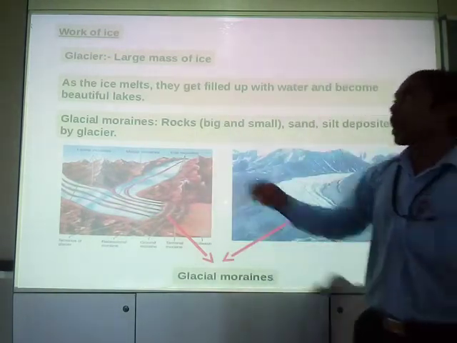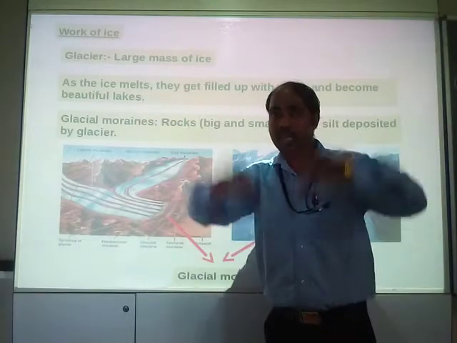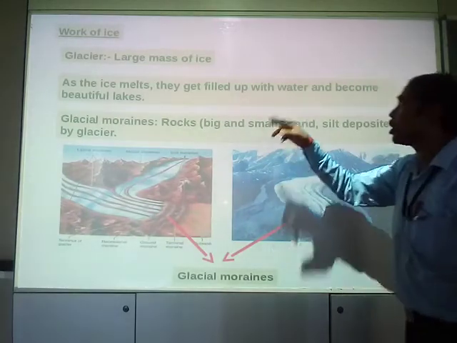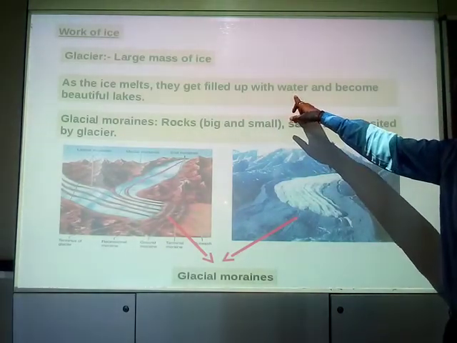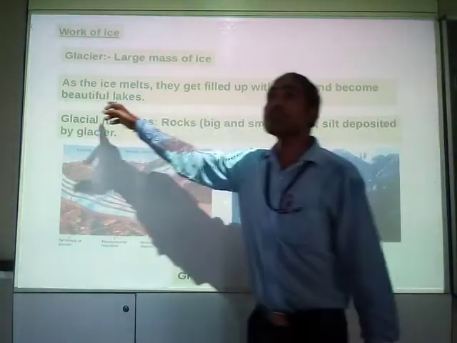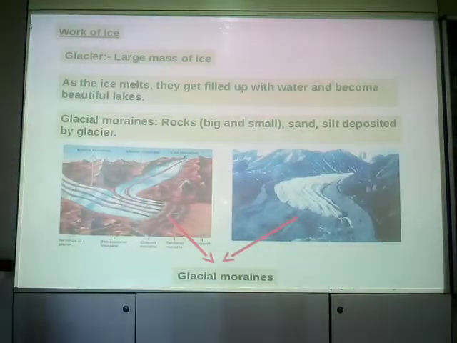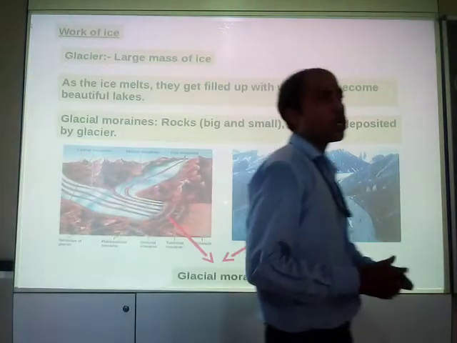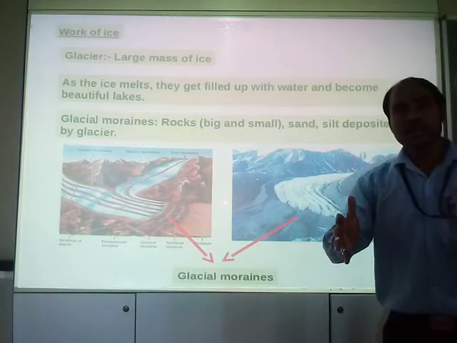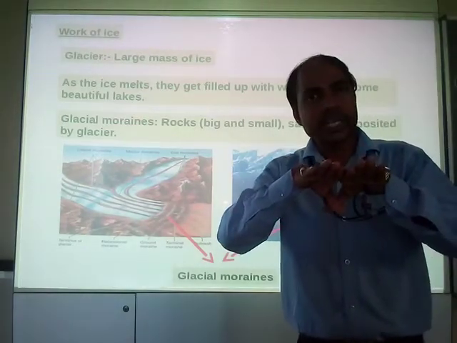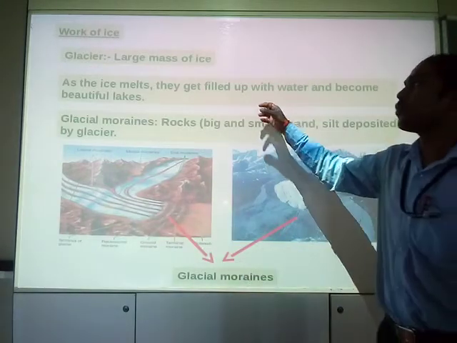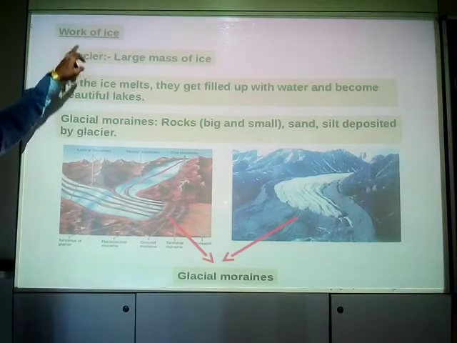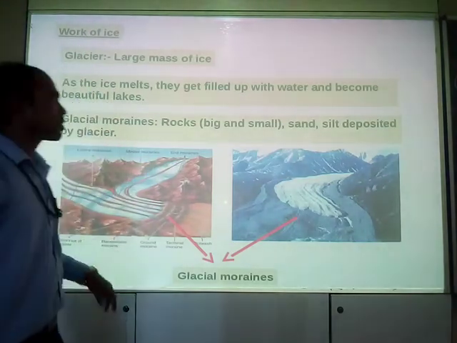Now, as the ice melts, they get filled up with water, right? So once they get filled up with water, what will they form? It becomes beautiful lakes. Yes. Okay, now you have understood how lakes are being formed. When the ice melts and gets converted into water, it forms beautiful lakes. Clear? So it is the work of the ice that makes beautiful lakes.